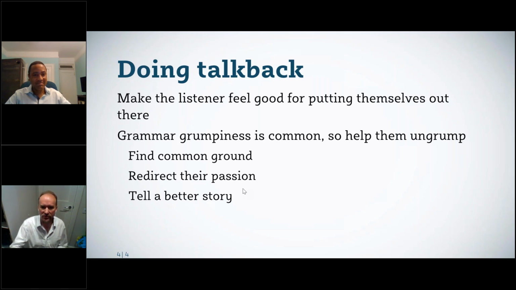But, and this is where you redirect their passion, you say, did you know that there's a different way of looking at it? We can tell better stories. The story that most people carry around with them is, I'm a smart person who uses language properly and other people are not using it properly. But we can tell better stories. We can say, did you know the thing about, and then fill in the blank.